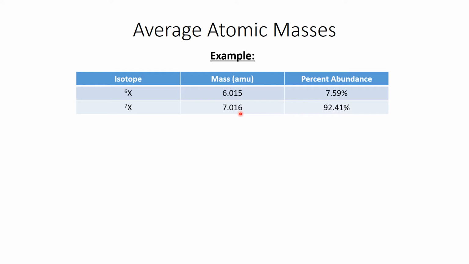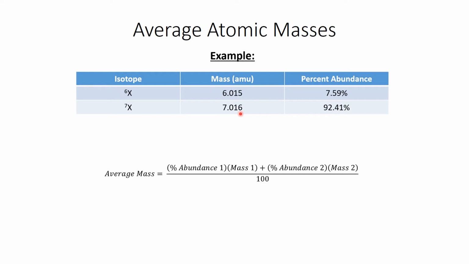So let's talk about the average atomic mass. Let's say we want to calculate the average atomic mass here. So the average atomic mass is equal to the percent abundance of a given isotope times the mass of that isotope plus the percent abundance of the other isotope times the mass of that isotope, divided by 100. And that 100 has an infinite number of sig figs.